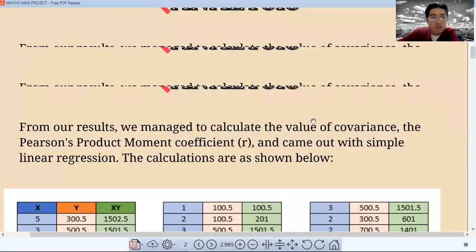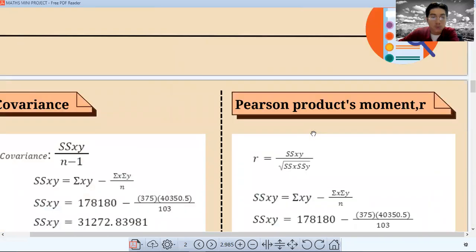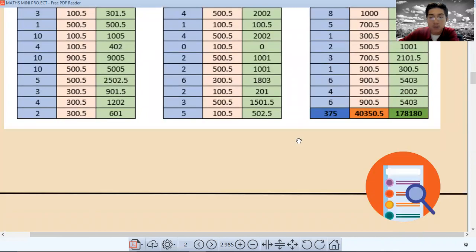So for the analysis, from our results, we managed to calculate the covariance and the Pearson's product moment coefficient, R, and we came out with a simple linear regression. We took data from 103 respondents based on the Google form.